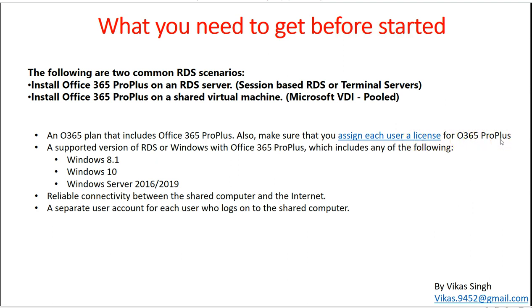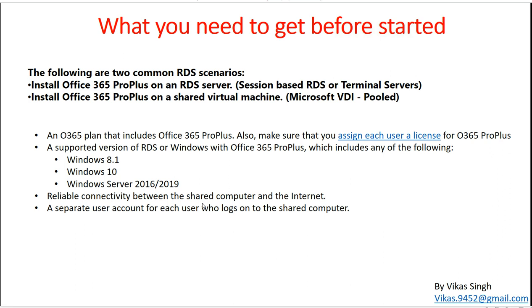As I said, you have to assign the correct license and use a supported version of Windows with Office 365 Pro Plus, like Windows 8.1. You can do it on Windows 10, and you can also do it on Windows Server 2016, 2019, or 2012 R2. You must also have reliable connectivity between the RDS server and the internet, because it takes the activation and everything from the Office 365 servers at Microsoft. If your server does not have internet connectivity, you will not be able to activate those licenses.